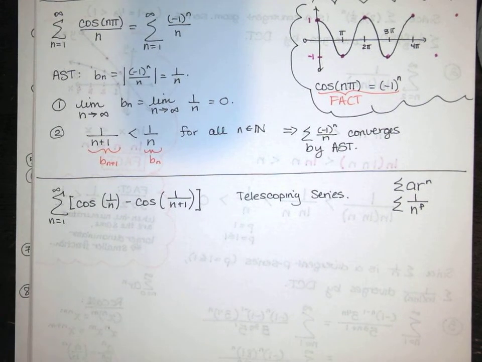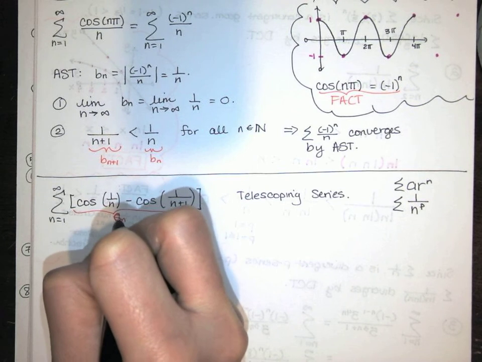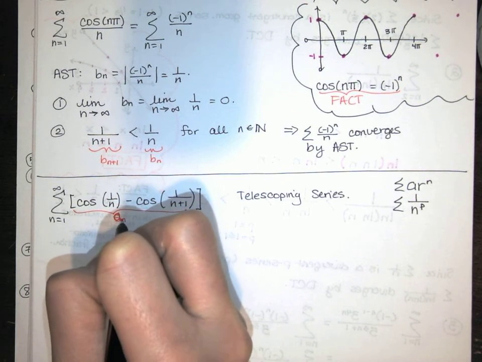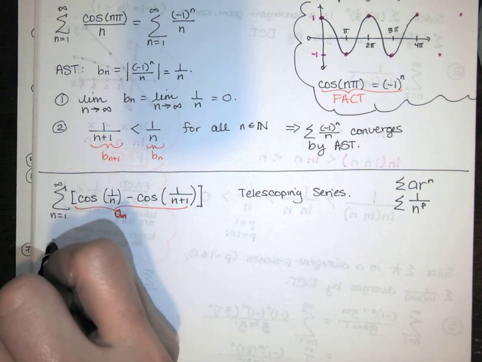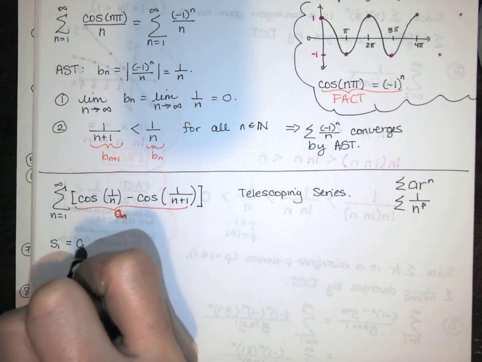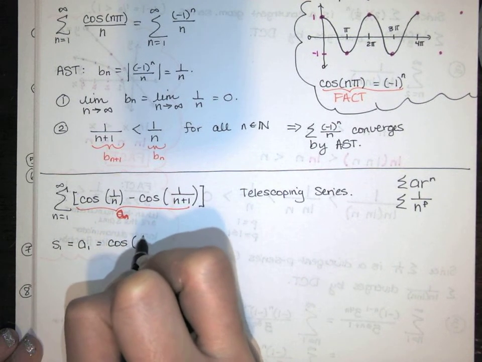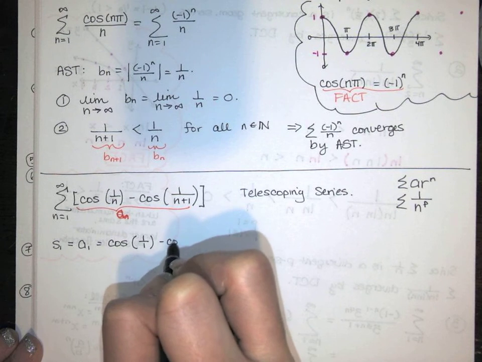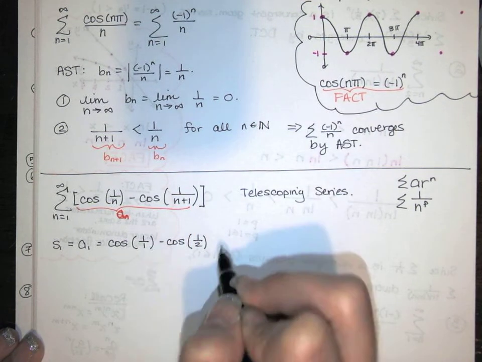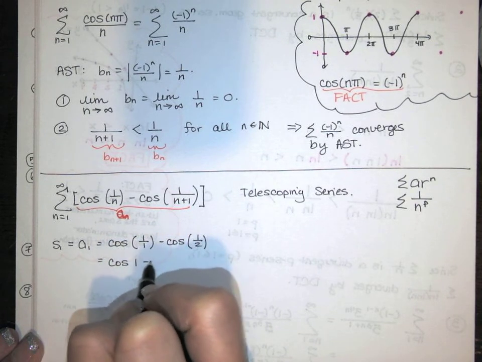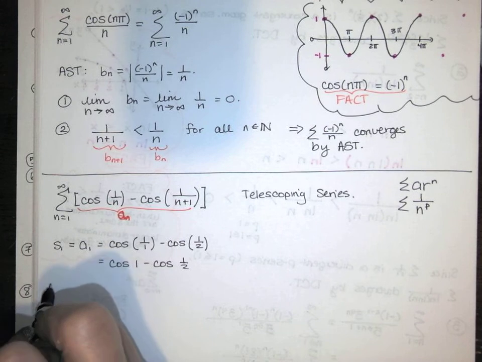Now remember, this is a sub n. It's not s sub n. Oops, I just labeled it exactly the wrong way. That's a sub n, not s sub n. So that's the first term. Now s sub 1 is the sum of the first term and nothing else. So we've got cosine of 1 over 1 minus cosine of 1 over 1 plus 1, so cosine of 1/2. So you have cosine of 1 minus cosine of 1/2, and nothing reduces yet because we haven't added terms to it.